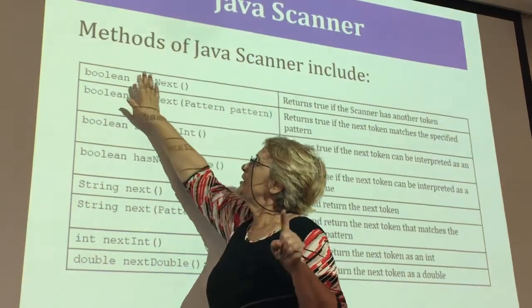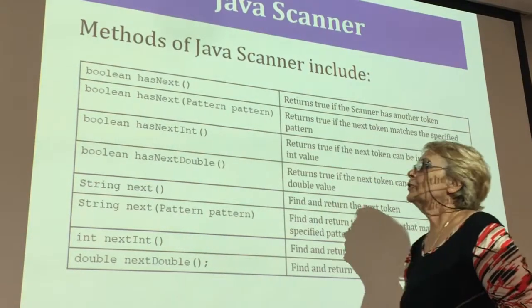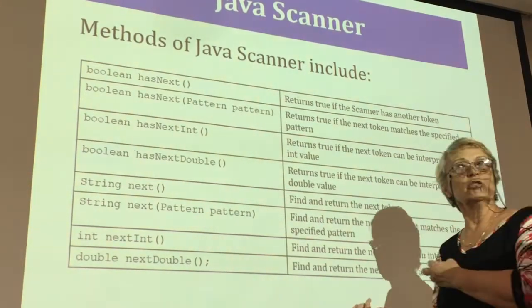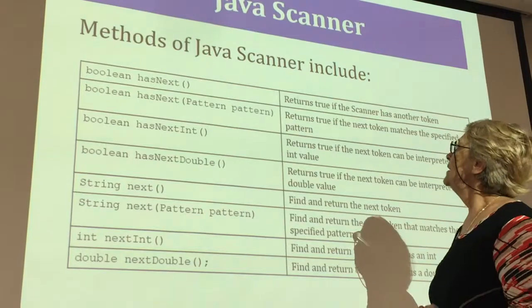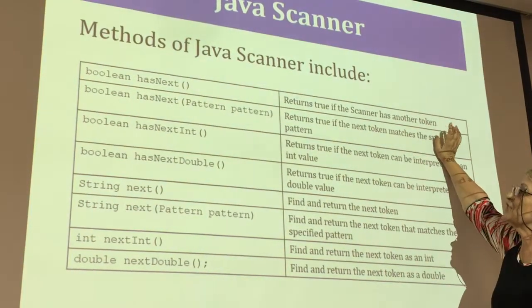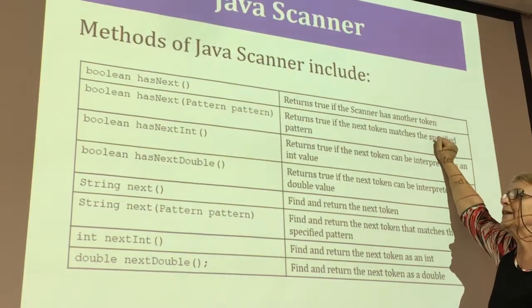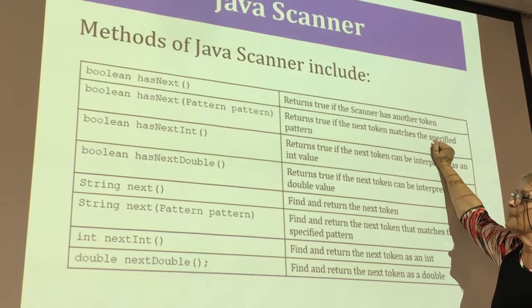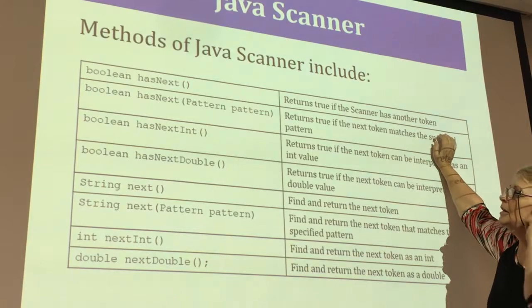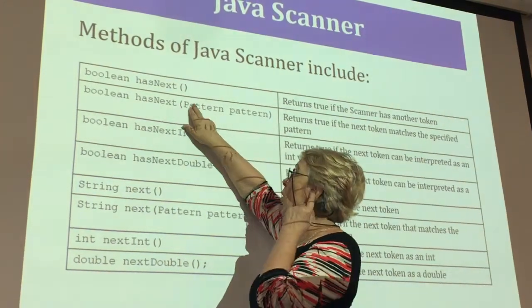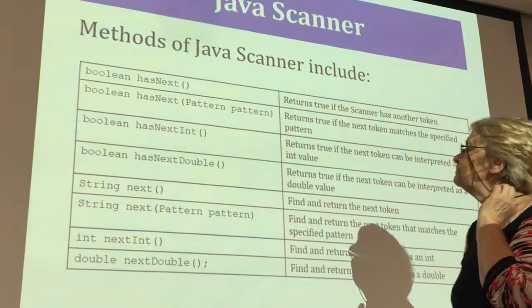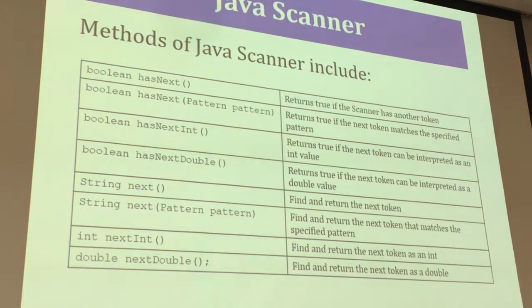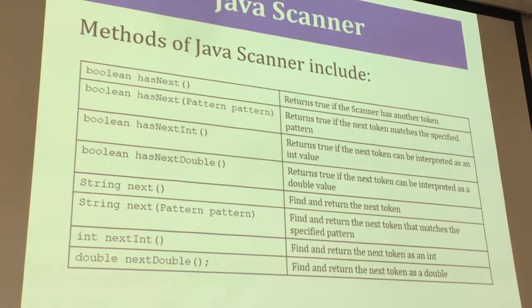Right, scanner. It comes with these lovely methods. Has next returns true or false. You can check, is something to be read in the pipeline? It returns true if the scanner has another token waiting to be assigned. You can use it with no arguments or pass in a regular expression, which is given by the pattern.